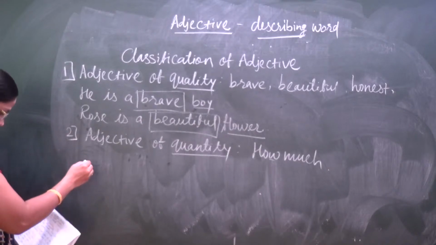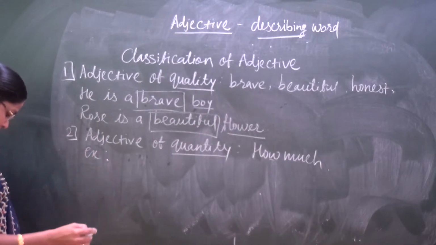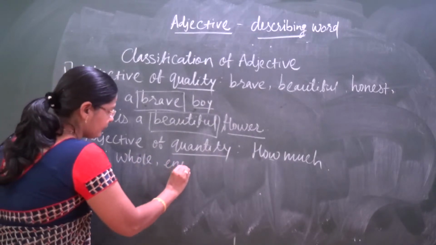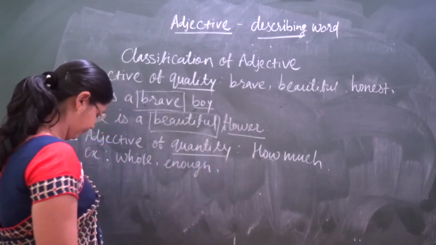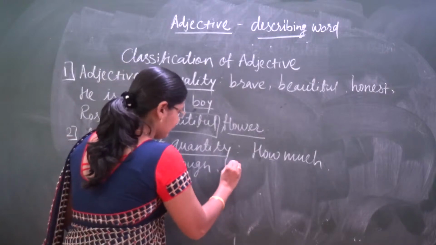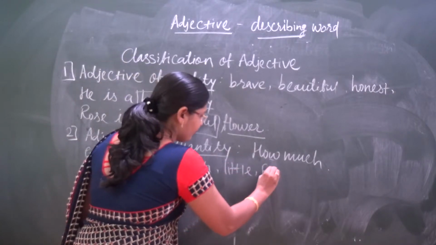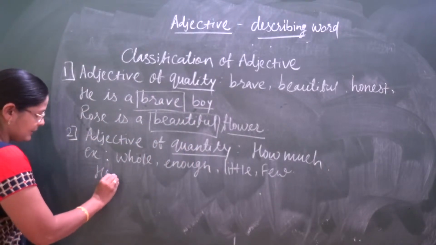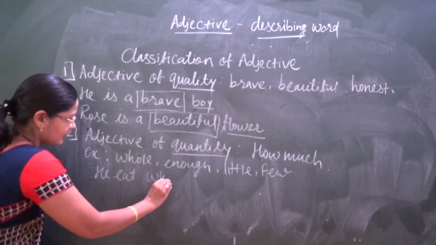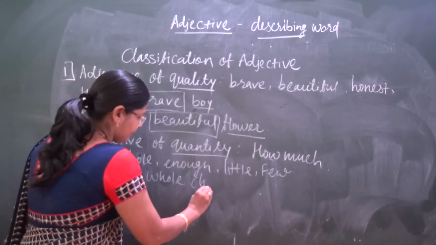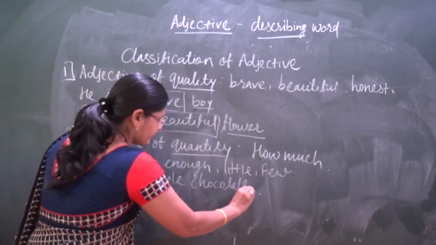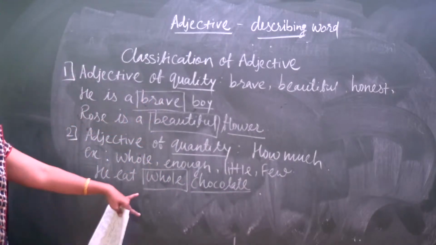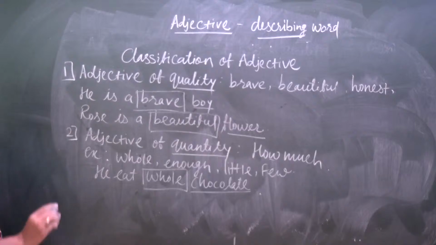For example, whole, enough, little, few. He ate whole chocolate. So this word whole is describing the chocolate. It shows the quantity, how much.